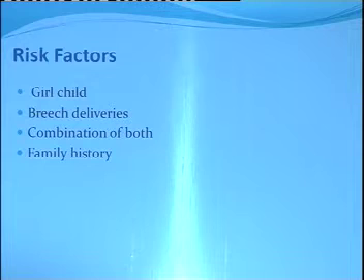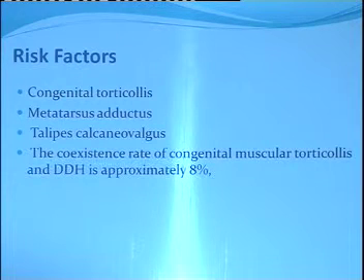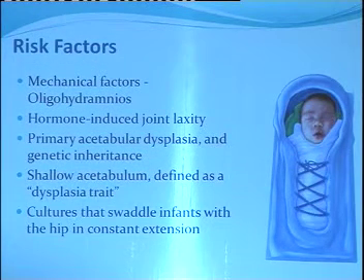The various associated factors, or risk factors, you can call them: girl child, breech delivery, a combination of both, family history. Congenital torticollis is quite often associated, in 8% of the cases, as are metatarsus adductus and talipes calcaneovalgus. Mechanical factors like oligohydramnios, hormone-induced joint laxity, primary acetabular dysplasia and genetic inheritance, shallow acetabulum, that is defined as a dysplasia trait. Some people have a trait for that.